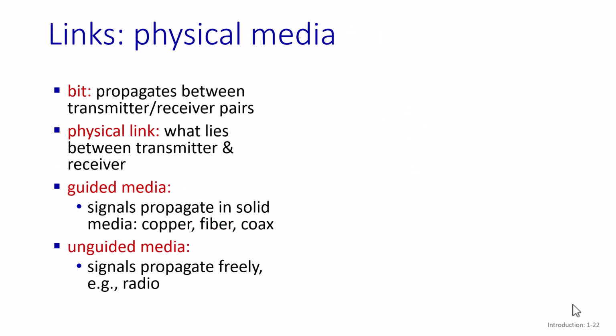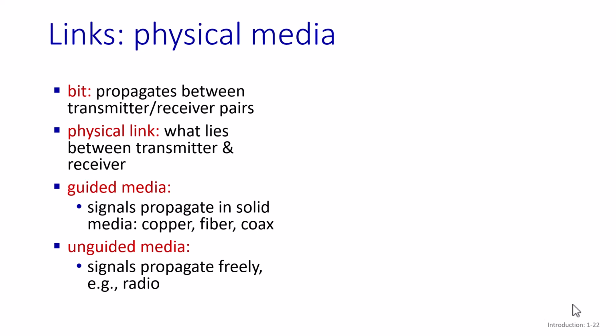Let's talk a little bit about the physical media, which consists of our links. Now we have certain terminology related to the physical media. We have a bit, which is short for binary digit. This is the smallest unit of information in computing systems. This information is propagated between transmitter and receiver pairs. And we have physical links, which are what lie between the transmitter and receiver.